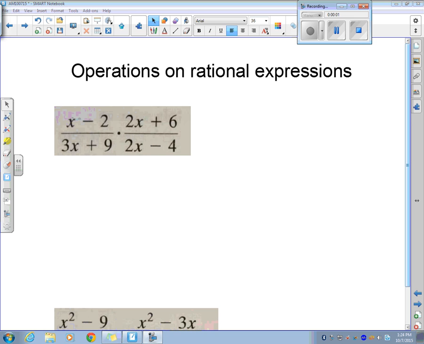Today we're going to take a look at operations with rational expressions. And remember, a rational expression is simply a fraction. So today we're going to add, subtract, multiply, and divide fractions.